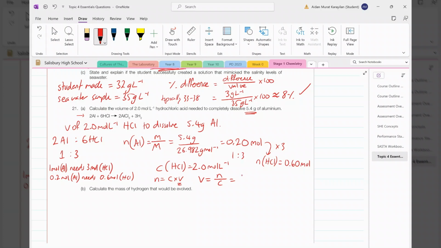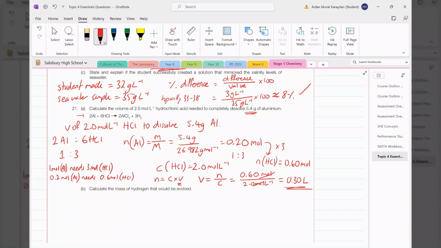So in this case, our number of moles is 0.60. Our concentration is 2.0 moles per litre. The moles will cancel each other out. The per litre on the bottom here becomes litre on the top. And we end up with 0.6 divided by 2, which is 0.30 litres. So we've done a few steps here, but our final answer is 0.3 litres of this 2.0 moles per litre solution of hydrochloric acid is required to dissolve 5.4 grams of aluminium, which is 0.2 moles of aluminium.